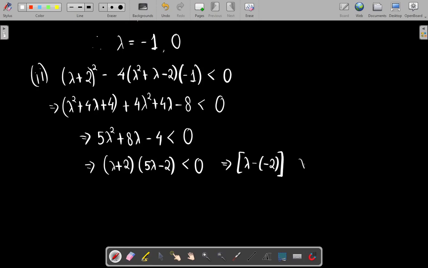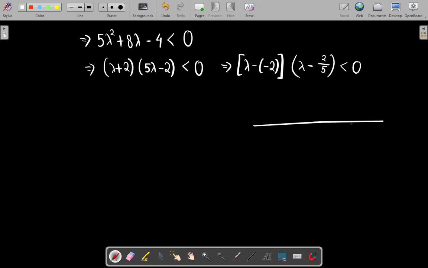So this will become lambda minus 2 upon 5, and this product is now less than 0. So again if I draw the number line, this is -2, somewhere here is 0, and 2 by 5 is like 0.4, so this is 2 by 5. Again if the product is negative, if I put lambda equal to 0 here, 0 lies between these two values, this will become positive, right? 0 plus 2, this is positive, and 5 times 0 will be 0, and 0 minus 2, this is negative, right? So we have a positive and a negative product in terms. So this product will become negative.